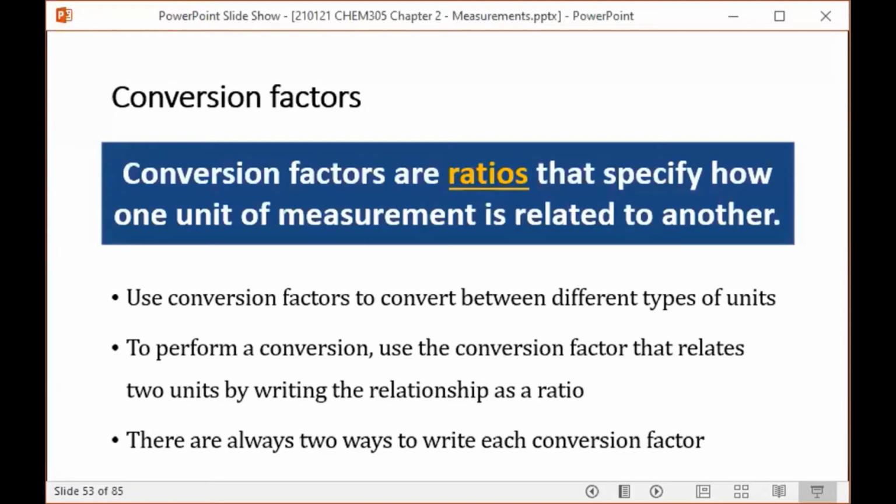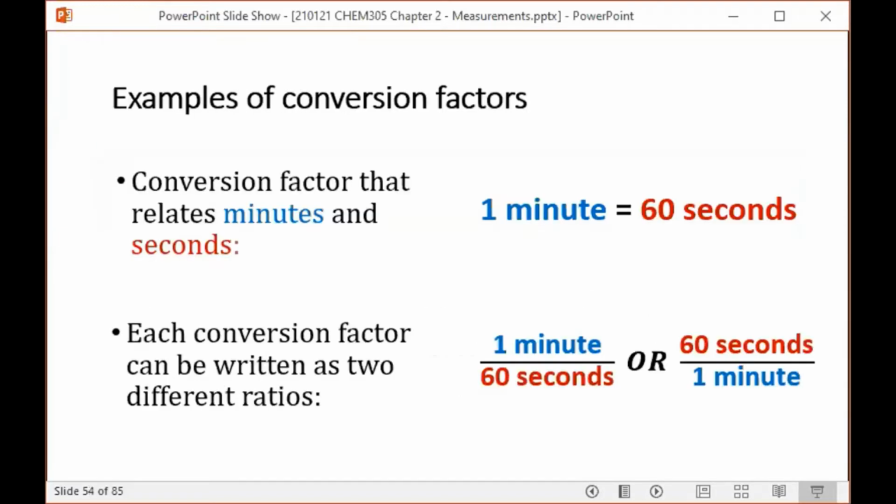In this section, we're going to be bringing those two concepts together in order to use conversion factors to perform calculations. We'll be using conversion factors to convert between different types of units, like from inches to centimeters or meters to micrometers. We'll use the conversion factor that relates two units by writing the relationship as a ratio. There's always two ways to write each conversion factor. And again, a conversion factor just shows how two units are related to each other.